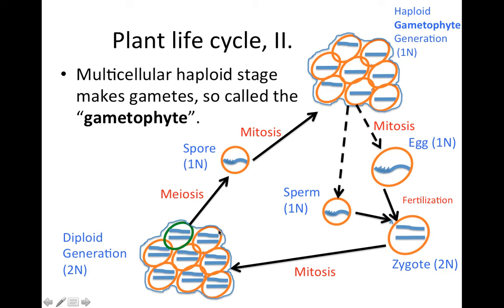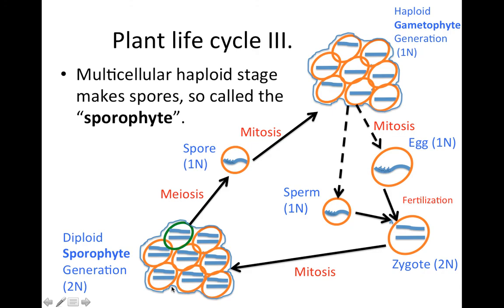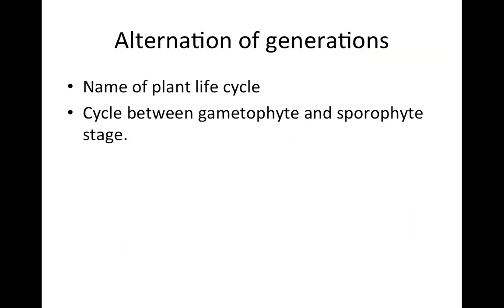Next, we're going to give a name for the multicellular diploid generation down here. The multicellular diploid generation makes spores, so we are going to call this the sporophyte generation. You can see I added the word sporophyte. The name of the plant life cycle is alternation of generations. It's called this because there's a multicellular gametophyte stage and a multicellular sporophyte stage, and plants constantly rotate between those two stages.